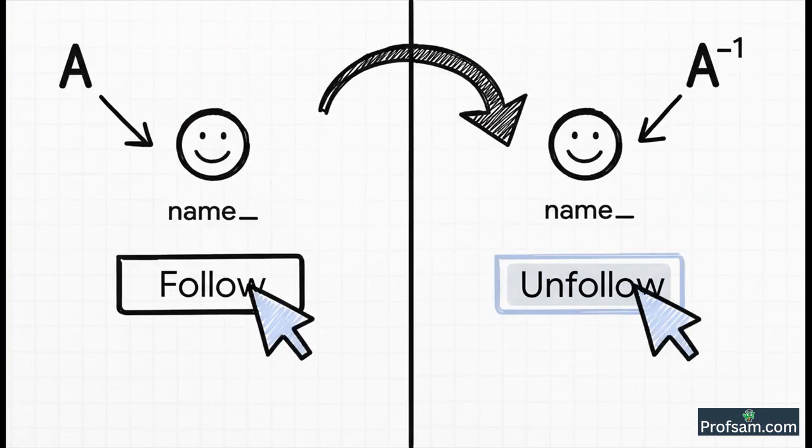You're all on Instagram, right? So imagine matrix A is the action of you tapping the follow button on someone's profile. You have performed an action. Now, what is the one and only button that can perfectly reverse this, that can take you back to the state where you were not following them? Exactly, the unfollow button. That unfollow button, that is your inverse matrix, or A inverse. It takes you right back to where you began.